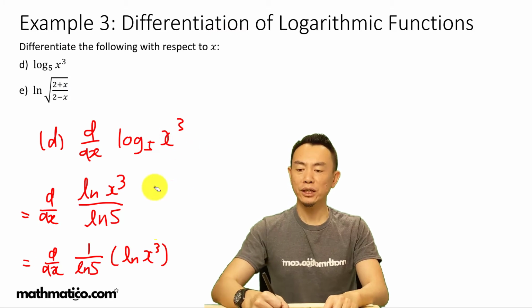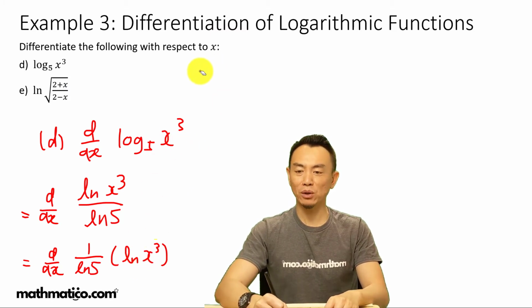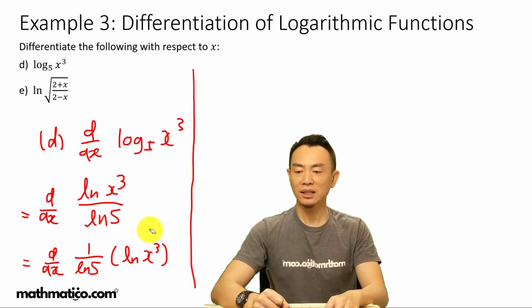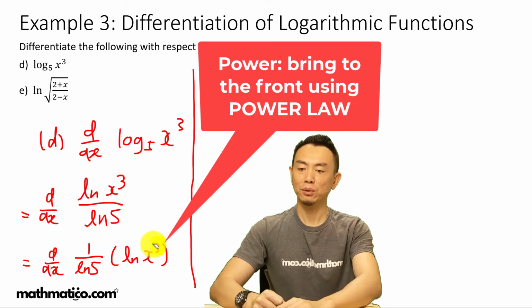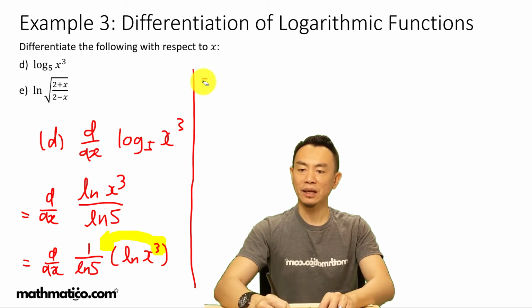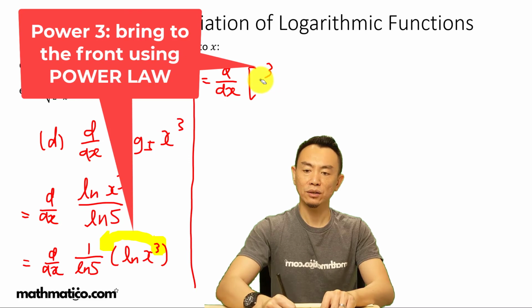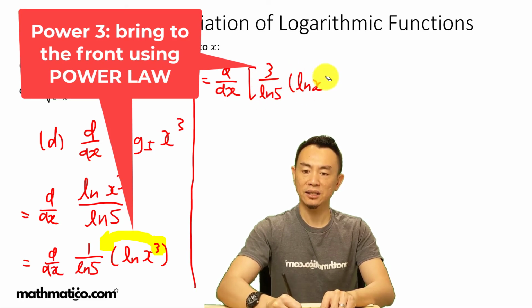Now, if you want to differentiate straight from here, you can. However, we can do a little bit more simplification before we do, because you notice that this x cubed here is power 3. And the power 3 can be pulled down using the power law. Okay, so I'm going to pull this power 3 to the front. I still have yet to differentiate. So I write d dx of 3 over ln 5 times ln x.